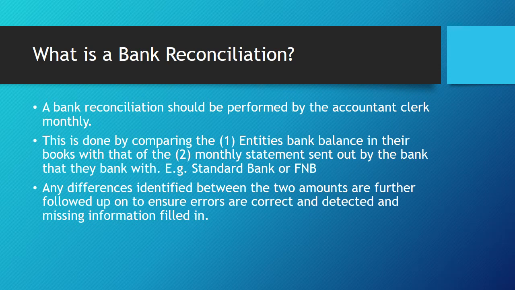A bank reconciliation should be performed by the accounting clerk monthly. This is done by firstly comparing the entity's own bank balance in their books with that of the monthly bank statement which is sent out by the bank. Then, any differences that are identified between these two amounts are further followed up by this accounting clerk to ensure that any errors are detected and corrected and that information is captured into the entity's books.